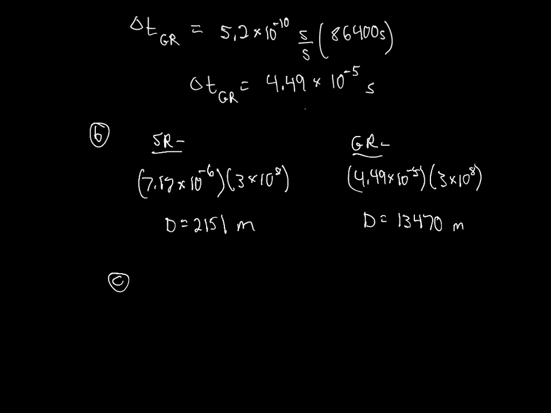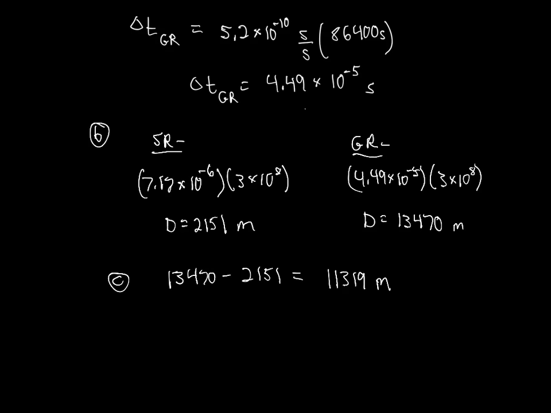And part C. What do we do for part C? What does it say? It says to calculate the difference between these two distances to find the overall distance error per day from relativity. So all you have to do is subtract one from the other. So I'm going to do 13,470 minus 2151. That gives me 11,319 meters. Is that a big number?